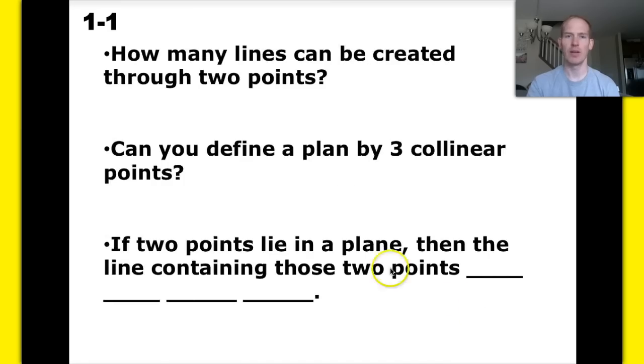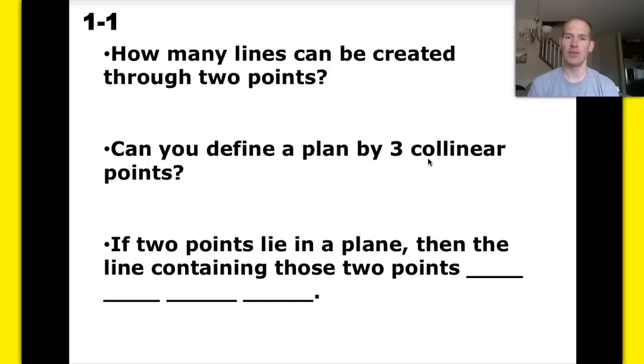Let me go back. Answer to the first one: how many lines can be created through 2 points? That answer is 1. Can you define a plane by 3 collinear points? That answer is no. They have to be non-collinear. If they're collinear, they will all be in a line, and that plane can rotate, and it'll be multiple different planes then.